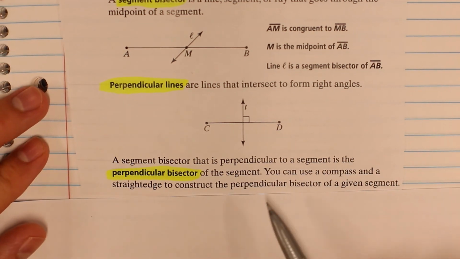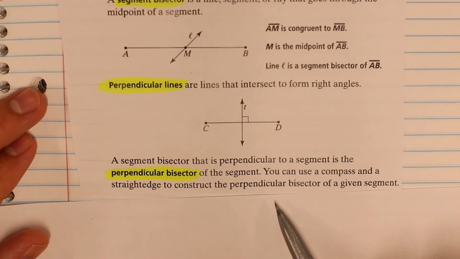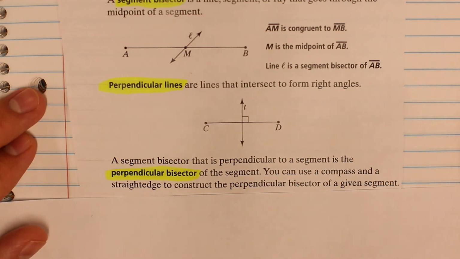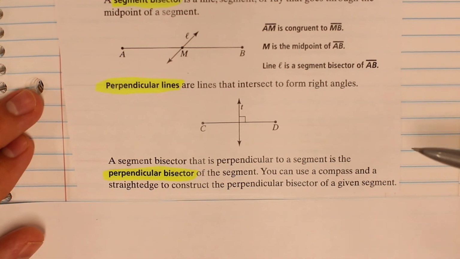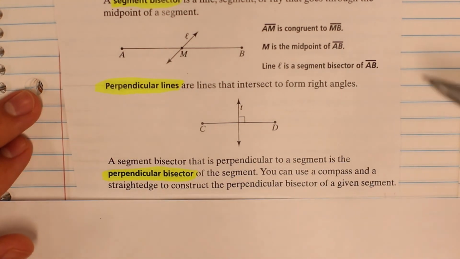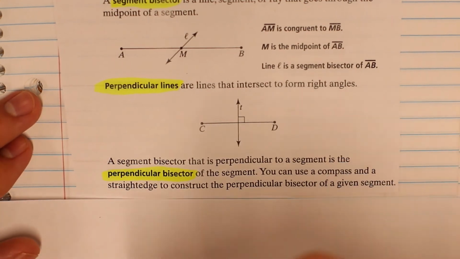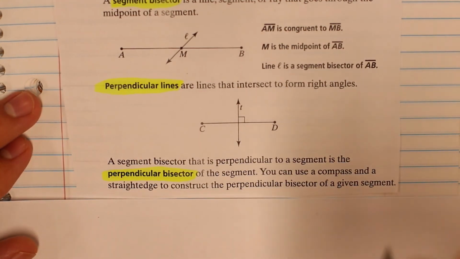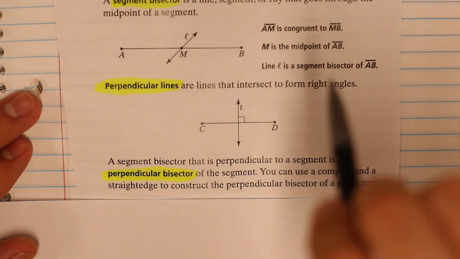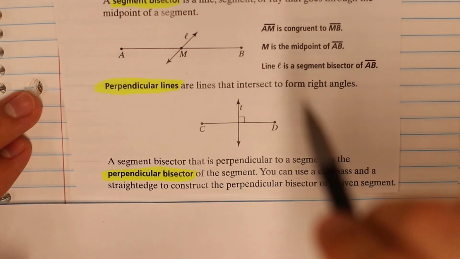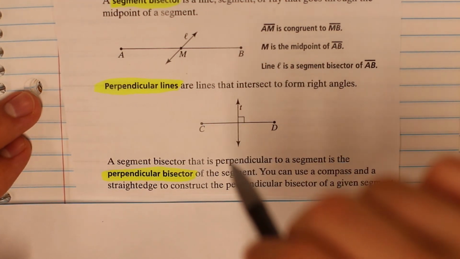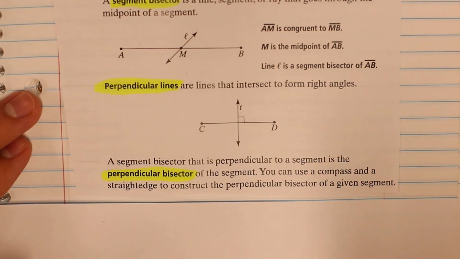You can use a compass and a straight edge to construct a perpendicular bisector of a given segment. And I will show you in class how to use the compass and how you can use it to make circles, how you can use it to make congruent lines to each other, and how you can use it to make perpendicular lines accurately. We're not just eyeballing it, okay? So we'll cover that in class.